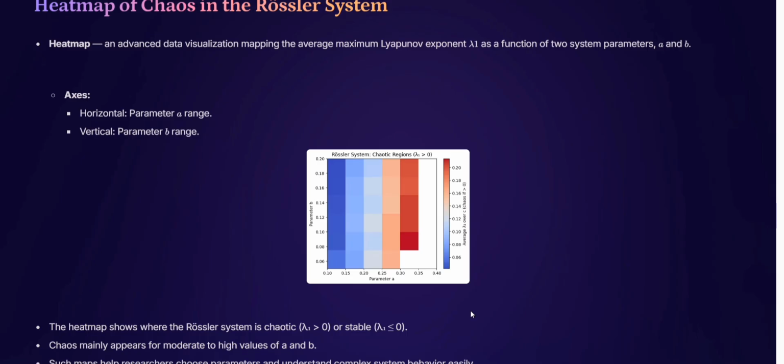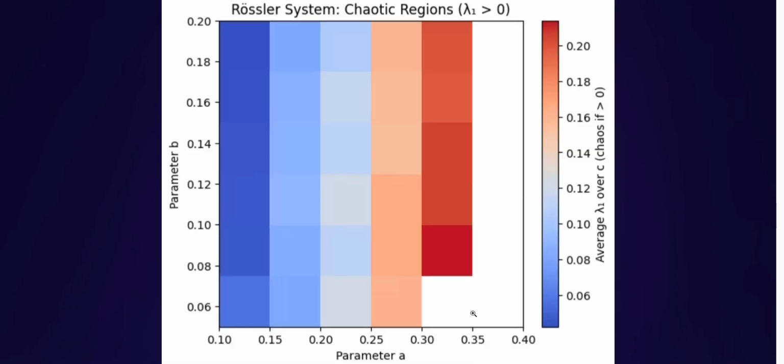Chaos mainly appears at moderate to high values of A and B. Such a map helps researchers to choose parameters and understand complex system behavior easily. And this is a heat map of the Rössler system where the chaos is occurring.